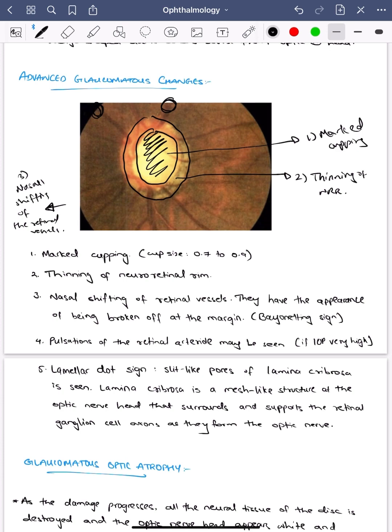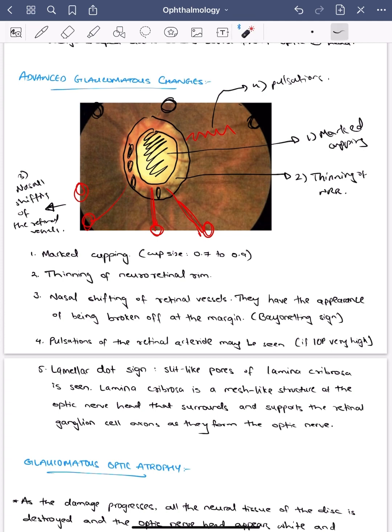That is, they begin to branch after they begin. Usually they branch before the margins, but here they get broken off at the margins, and hence this sign is known as bayonetting sign. So this is the third. The fourth is that there is pulsations of the retinal arterioles, and finally there is lamellar dot sign, that is a slit-like pore in the lamina cribrosa. So these are the advanced glaucomatous changes.